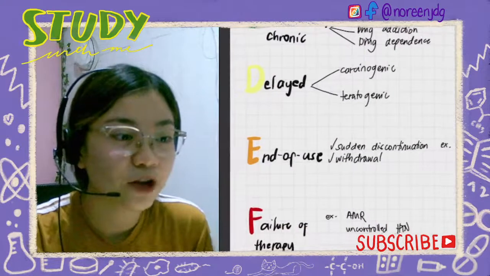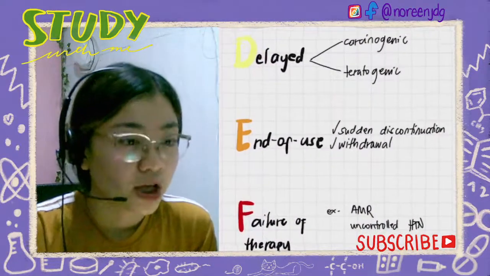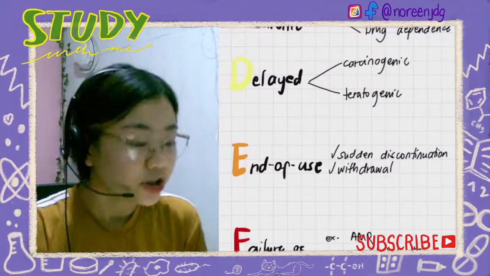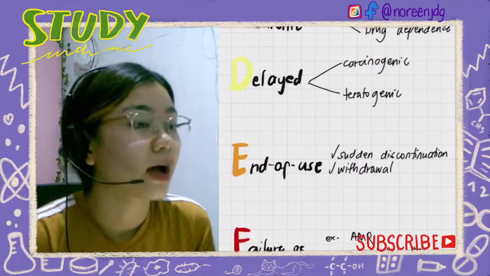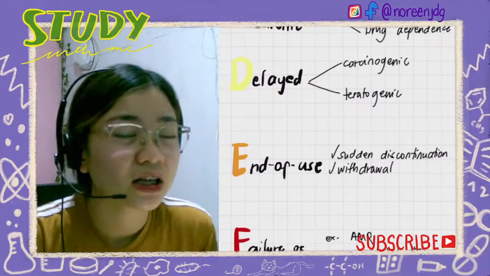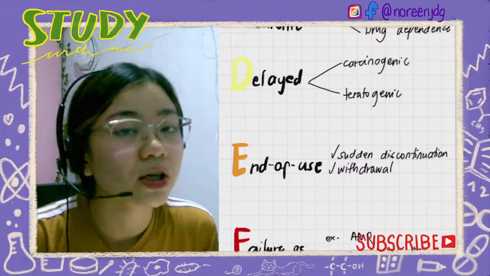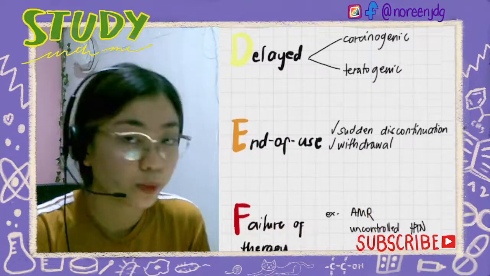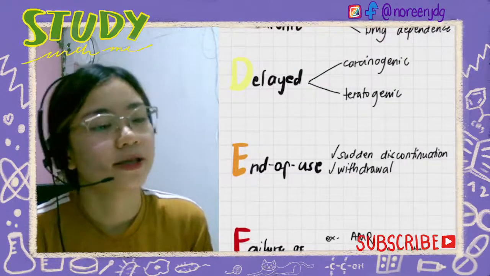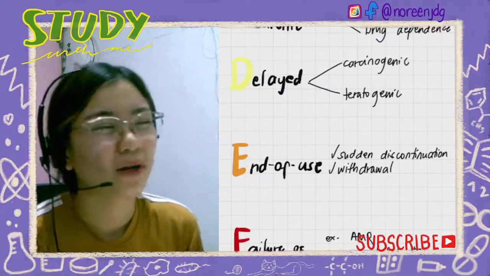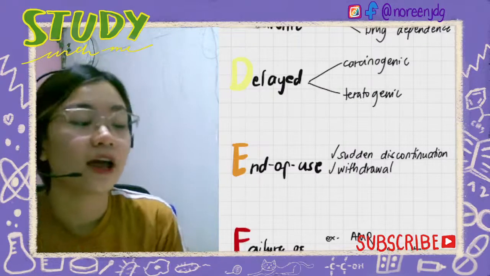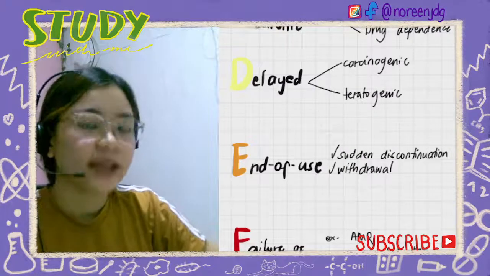In the word itself, failure of therapy, hindi umepekto yung gamot. So there are a lot of factors, and especially dun yung uncompliance ni patient. So ang example nun is AMR or antimicrobial resistance. So kapag nag-fail yung therapy tas hindi mo tinake in right time and right amount yung antibiotic, nagkakaroon ng antimicrobial resistance. So, therefore, mas lalakas o mas magiging resistant yung mga microbials. And then we have uncontrolled hypertension. Kapag hindi ka nagtitake ng mga hypertensive medication mo, ang nangyayari is mas lalala yung hypertension mo. Boom! And that's type of ADRs.